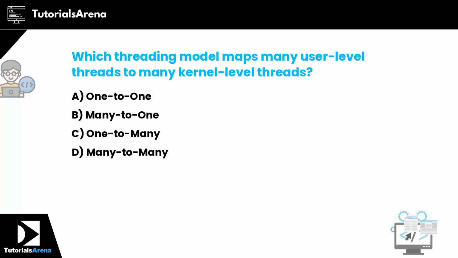Which threading model maps many user-level threads to many kernel-level threads? The correct answer is option D, many to many.